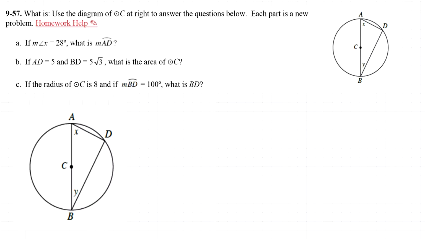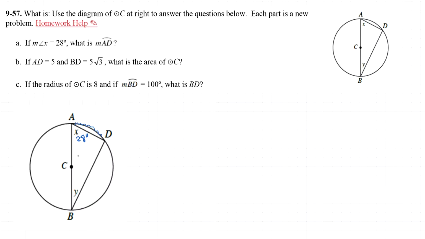All right, so if we start with A, it says if the measure of x is 28 degrees. Okay, so this is 28 degrees. What is the measure of arc AD? Okay, so we want this arc out here. So we want this intercepted arc.